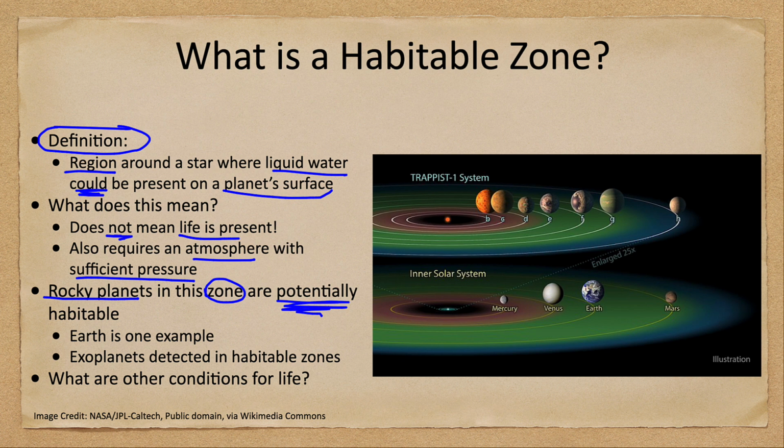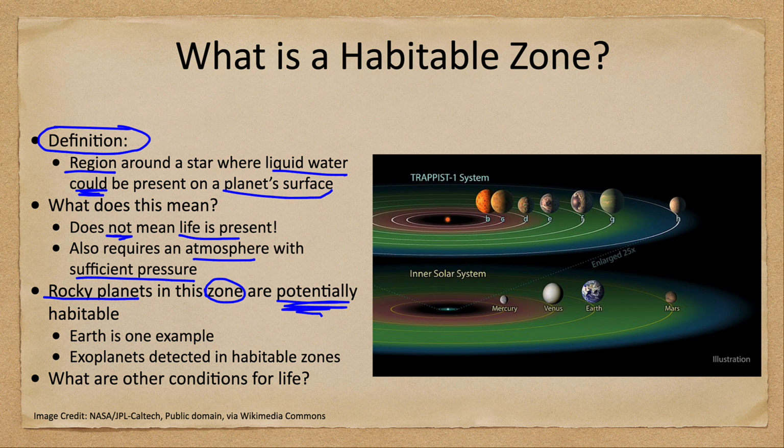Now, what does that tell us? Well, it tells us nothing. That doesn't mean that life is present on any of those. It simply means that if those planets happen to have a solid surface, then liquid water might exist on them. So we could say the same thing about our solar system. Venus is slightly out of it, but Earth and Mars could have liquid water.